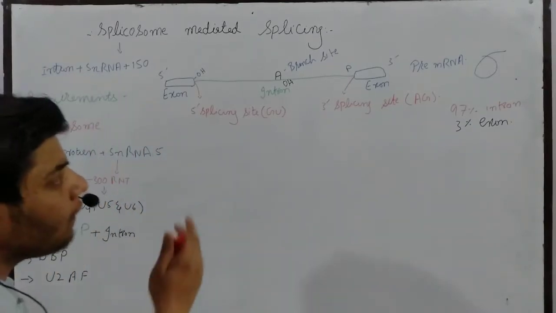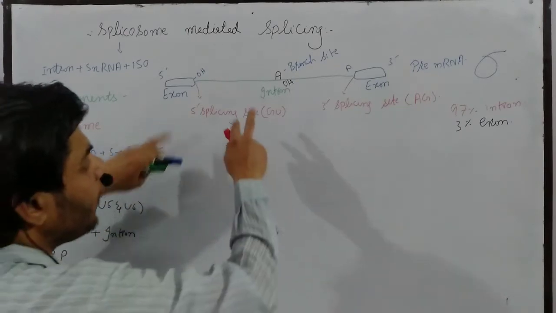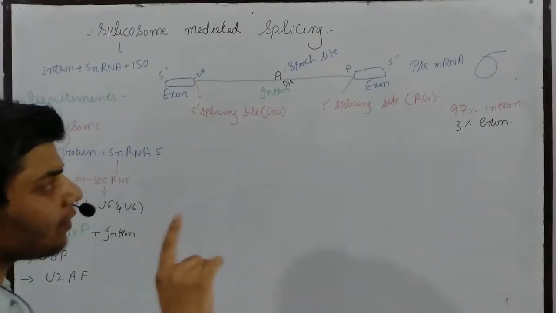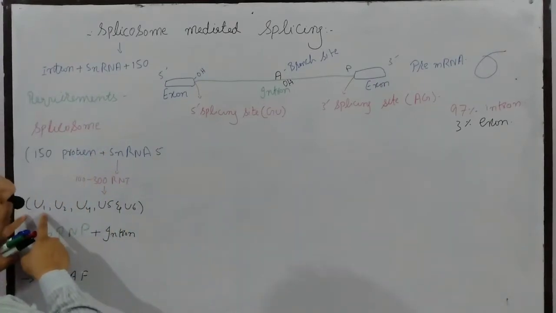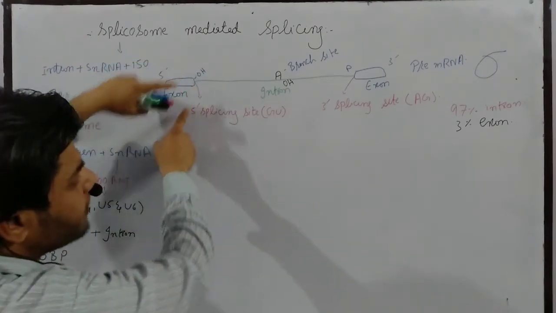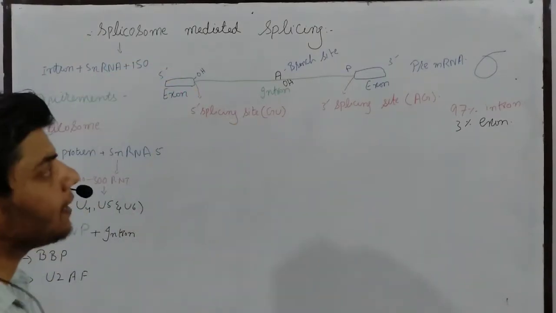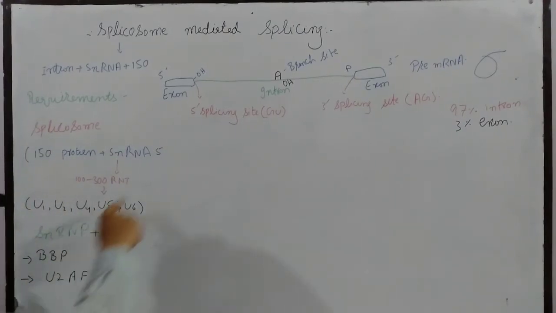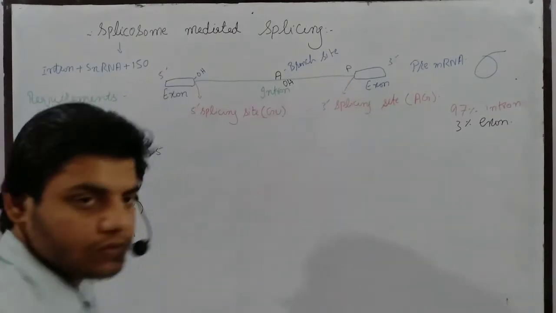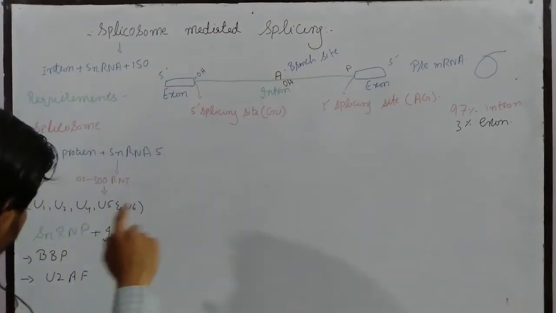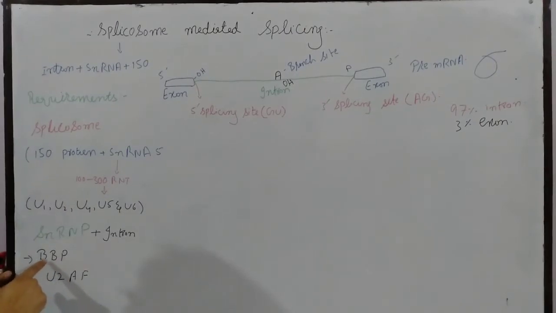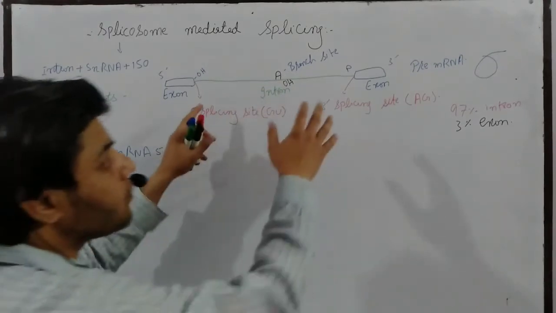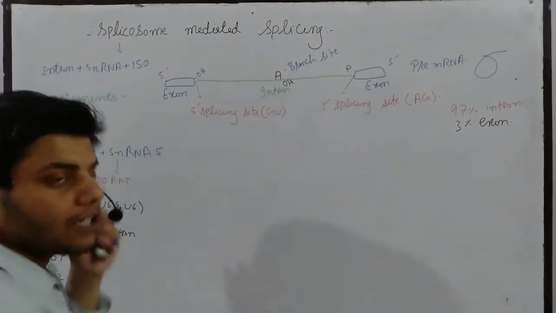Let's talk about that. First of all, we have this pre-mature RNA, and the first protein that is activated we call U1. U1 will get activated and bind to that 5' splicing site first. Second, we have U2AF. It will get activated and bind to this 3' splicing site. After that, another protein gets activated, which we call the branch binding protein. It will bind to that specific area. So we have three proteins that come together and bind at that specific area.